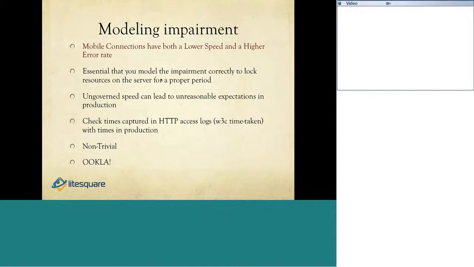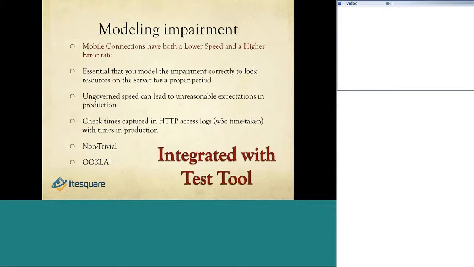Now, this is not an easy problem to address because you need to be able to provide an impairment model either on groups of users who are clustered around a tower for mobile or on an individual basis. And this leads to this recommendation that you need to be taking a look at something which is integrated with your test tool. Now, there are a couple of test tools out on the market which have integrated impairment.